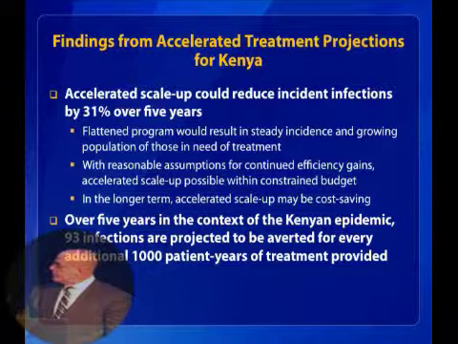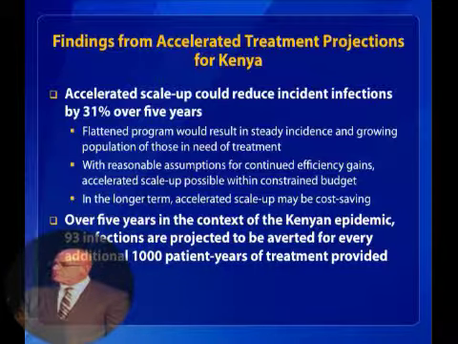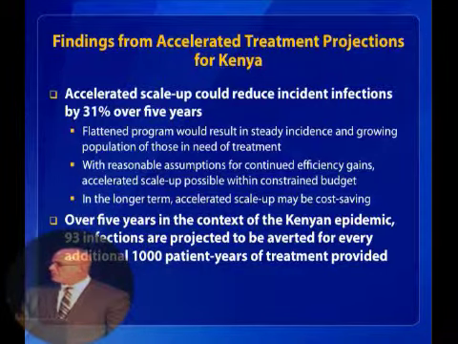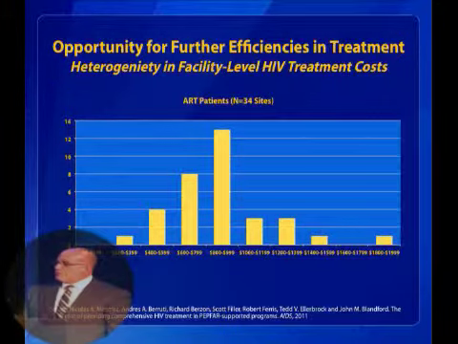So the conclusions here are that accelerated scale-up could reduce incident infections by 31% over 5 years and would avert about 93 infections for every 1,000 patient years of treatment provided. Again, this is not intended to be the final word, but to focus on what the trade-offs are in terms of what could be realized. Where can we find further efficiencies?